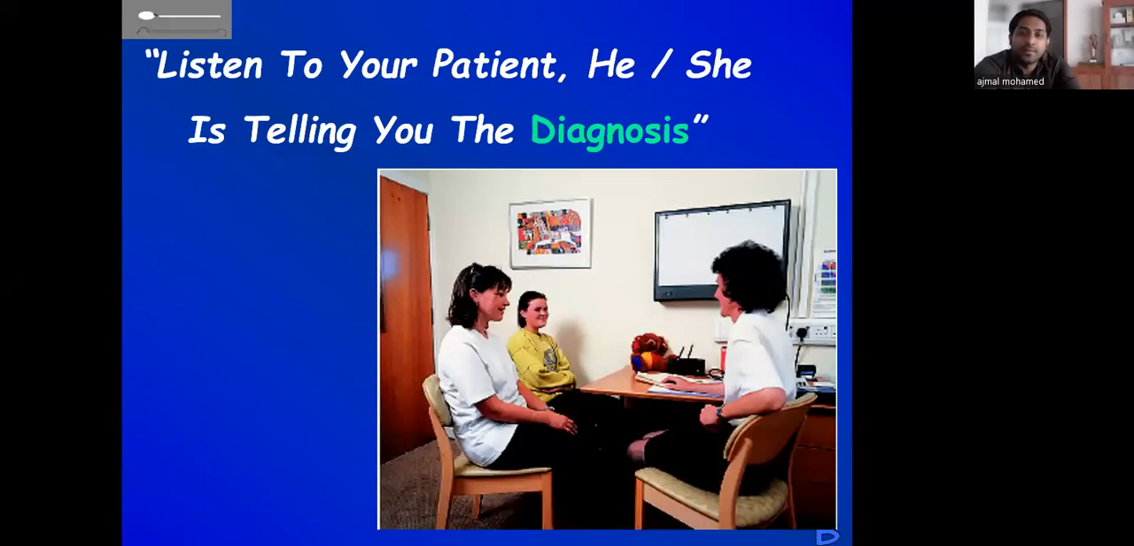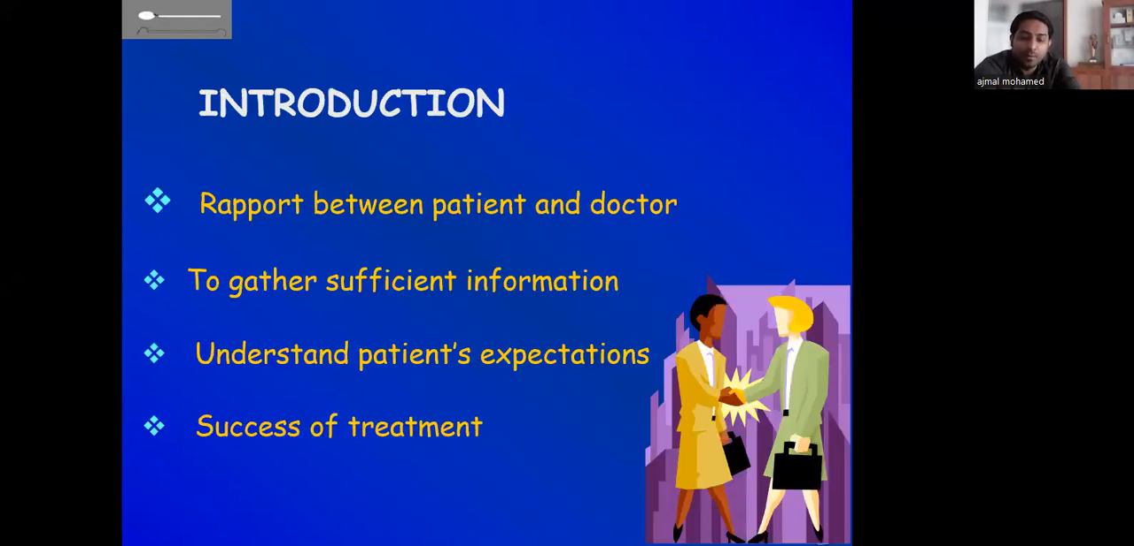So this is the first thing. Listen to your patient. He or she is telling you the diagnosis. So like I said earlier, to get this proper diagnosis, you need to maintain a proper rapport. Within that rapport only you'll be able to get many clues regarding why the patient is visiting.